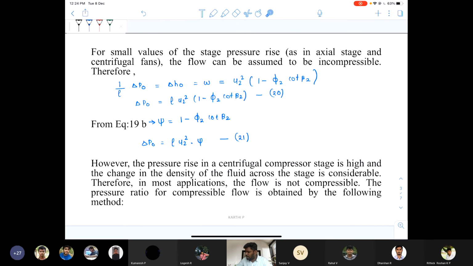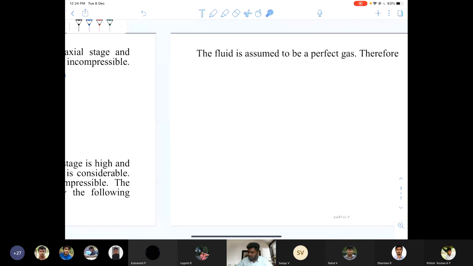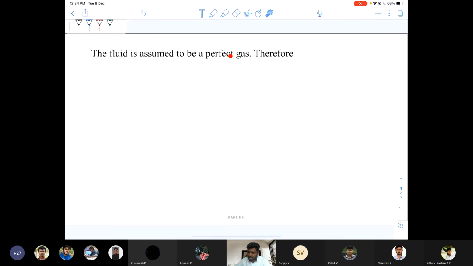In order to determine the pressure ratio for a compressible flow, we are considering the fluid to be a perfect gas. Therefore, for a perfect gas, you can write the specific work is equal to delta H naught, which is equal to H02S minus H01. This is the change in enthalpy. The S denotes it is for an isentropic process.